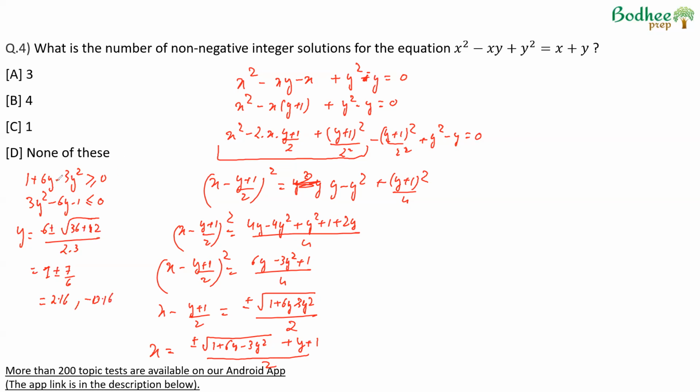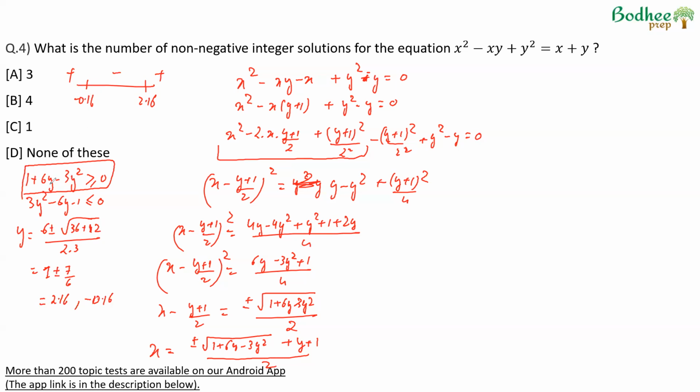So y here could be, since y has to have integral values, for this to be true, if we put y as less than 0, if we put y as minus 1, this becomes 1 minus 6 minus 3, which is less than 0. As the value of y increases, minus 3y square becomes negative value. So it has to be between minus 0.16 and 2.16. Positive, negative, positive. If y is 0, this is positive, but we are looking at non-negative integers, so 0 is not possible.